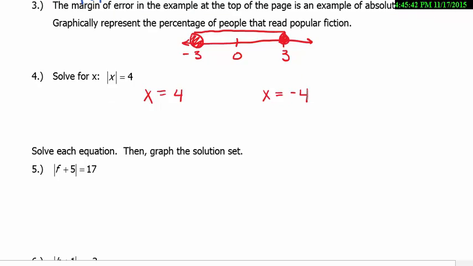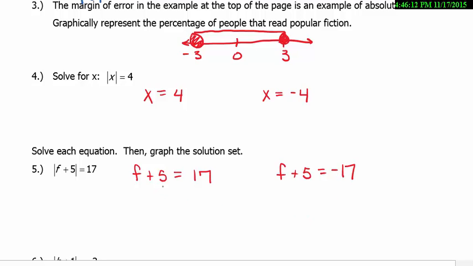What this will do is translate into number 5, where it says solve each equation and then graph the solution set. We'll solve this first. We're going to have two cases. The value of f plus 5 is going to be 17, but it could also be negative 17. And so what we have here is f plus 5 equals a positive 17. The absolute value of f plus 5 is 17, and we could also have it as negative 17.